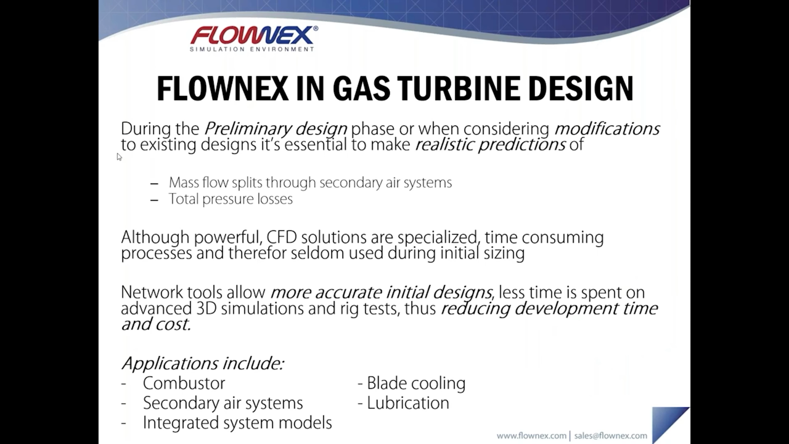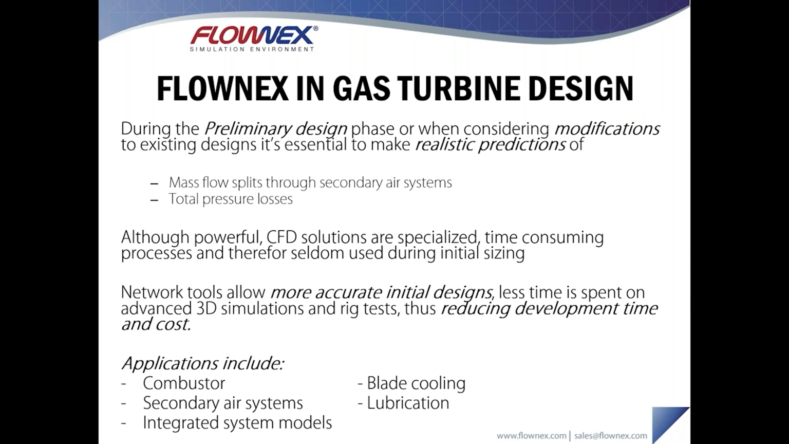When we look particularly at the gas turbine industry, Flownex is very useful in the preliminary design stage. CFD solutions can be used in the design stage as well, but they're very time consuming in terms of setting up the models as well as solving them. As a result, they're typically used later in the design stage to verify designs. In the early stages, network tools or 1D codes are typically used, and this is where Flownex really offers a lot to the industry. The software is useful in predicting flow rates, heat transfer, pressure drops, etc.